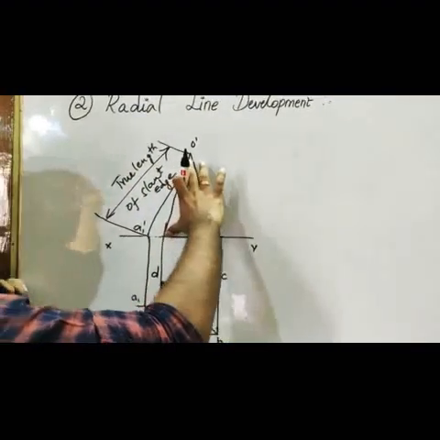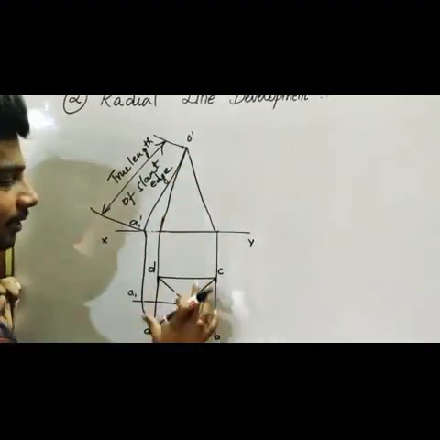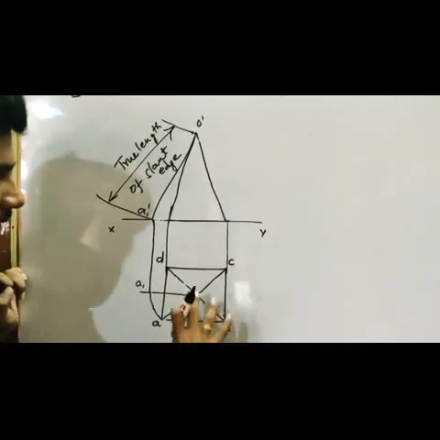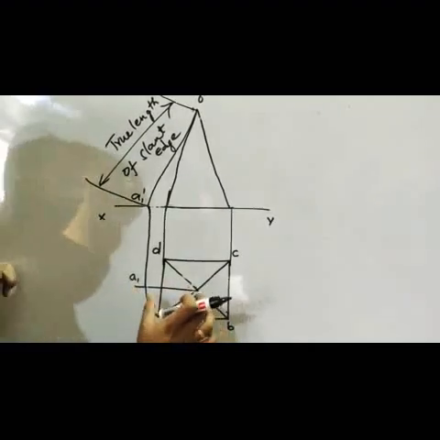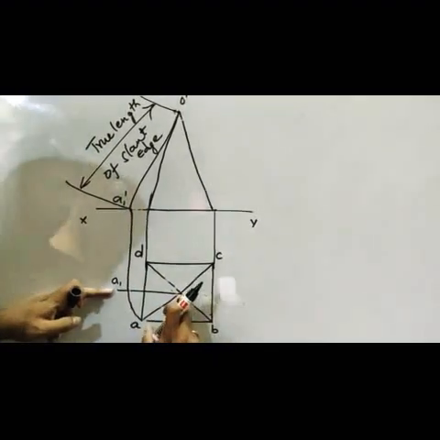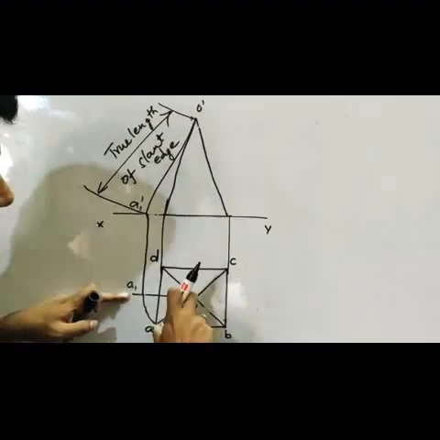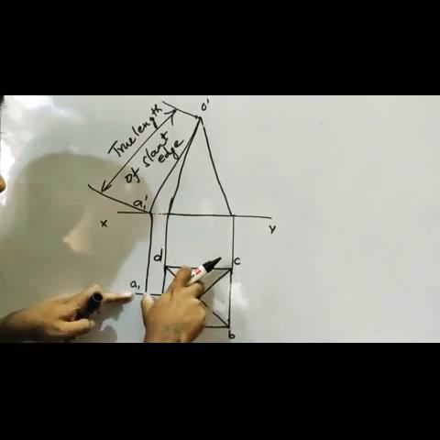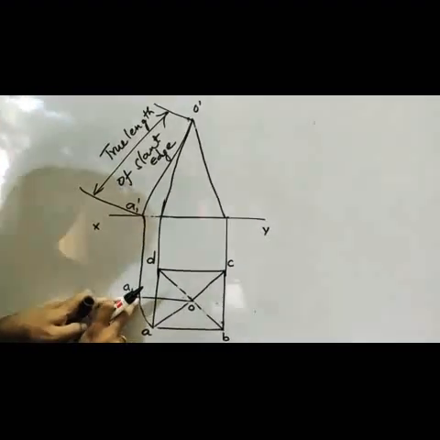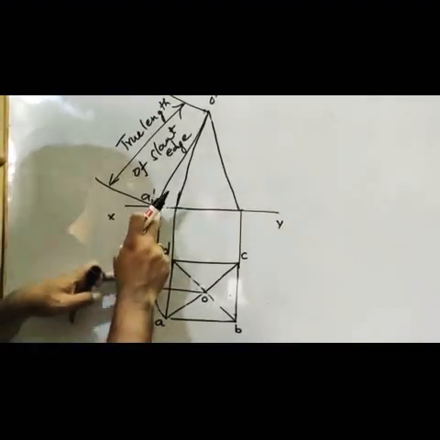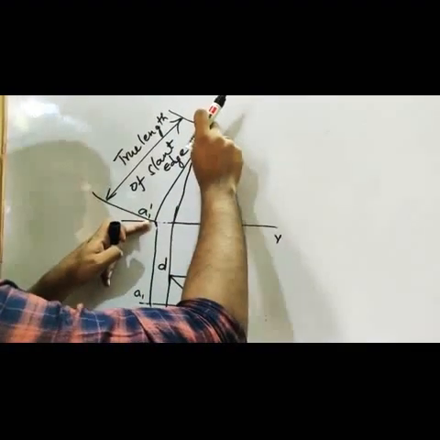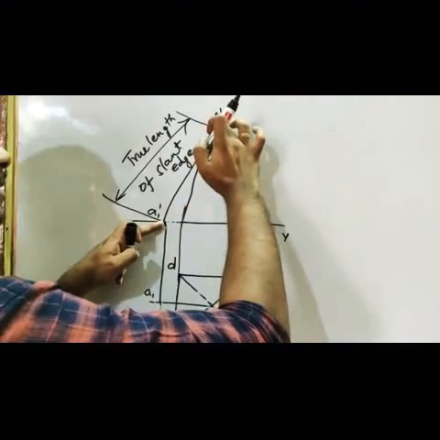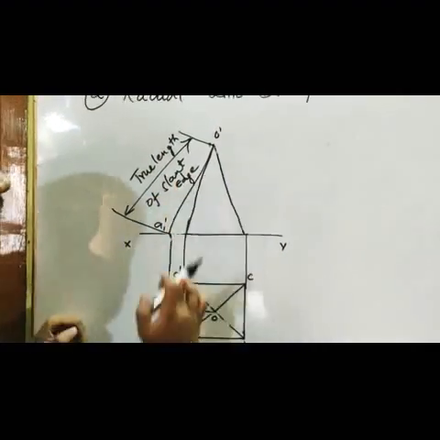So this is your slant edge, which is not a true length when you are keeping the object like this. So for that I am going to draw a horizontal line. In that horizontal line, with O as a center and OA as a radius, you make an arc, and that arc cuts at a point A1. You project it, and that is your A1 dash. This A1 dash should be connected to your O dash. This length is called the true length of your slant edge.